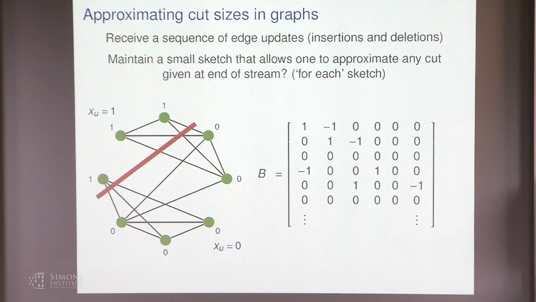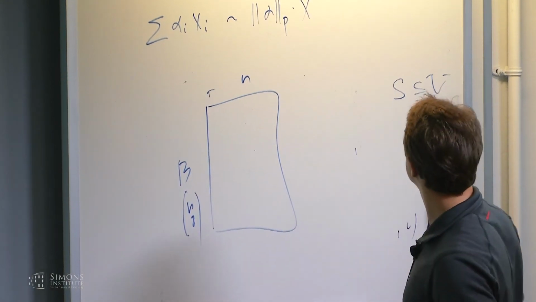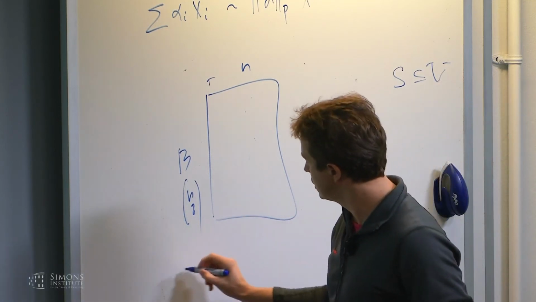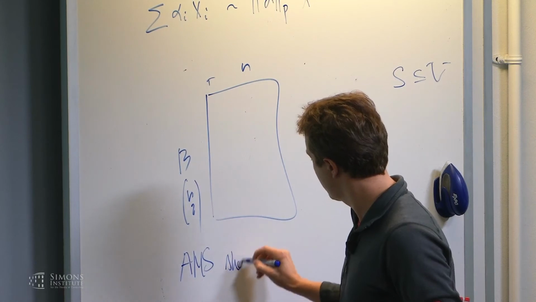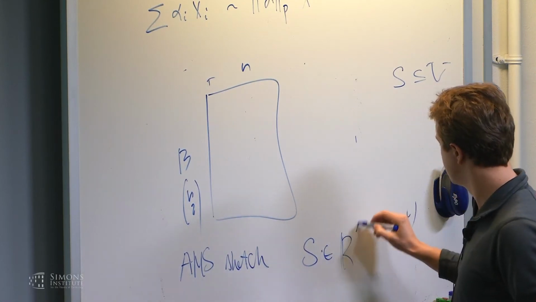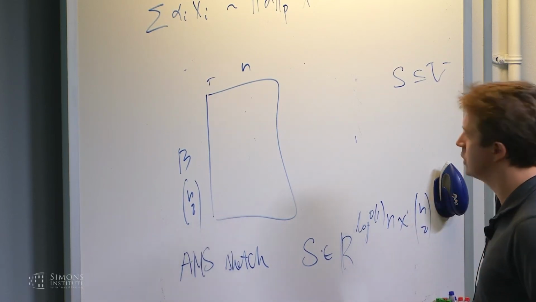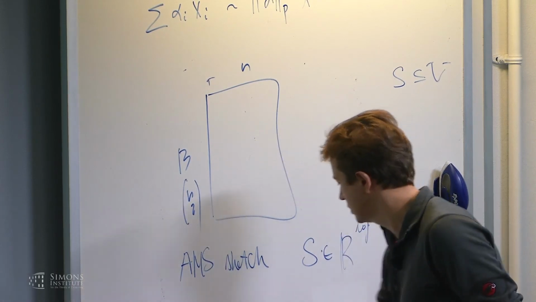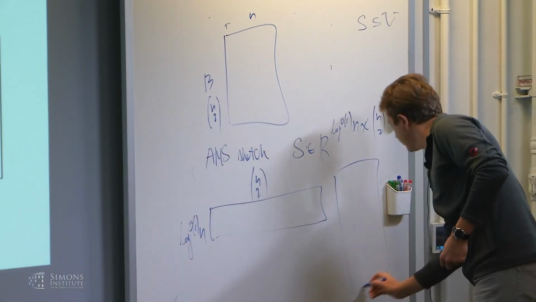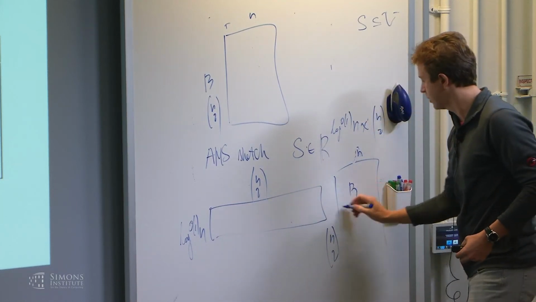So I have the matrix B, which is n choose 2 by n. And at the end of the day, I'm given a cut S. And I'm asked to output a good approximation to the number of edges that cross the cut. How would I do this? I would generate an AMS sketch, for instance, which is a matrix with a polylogarithmic number of rows and n choose 2 columns. So S will be like this. And as the edges in the stream are coming in, I will maintain the product, S times B.